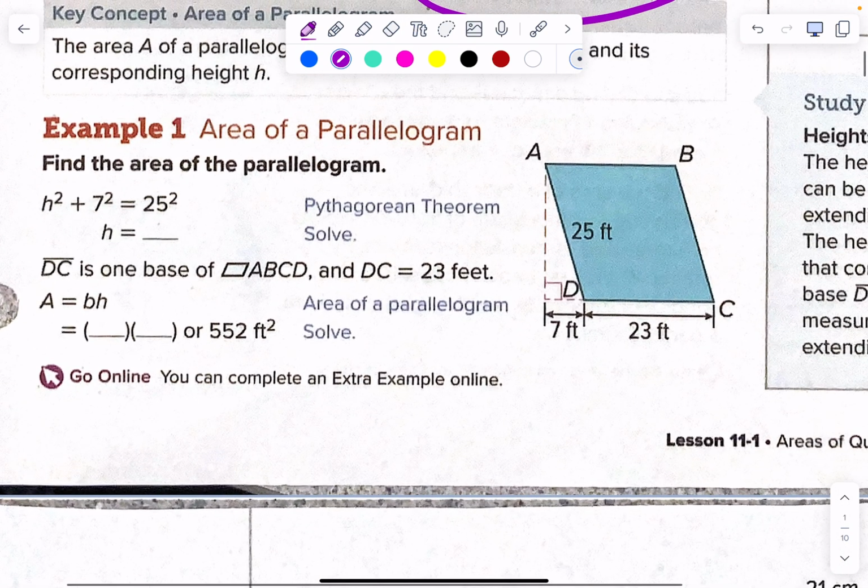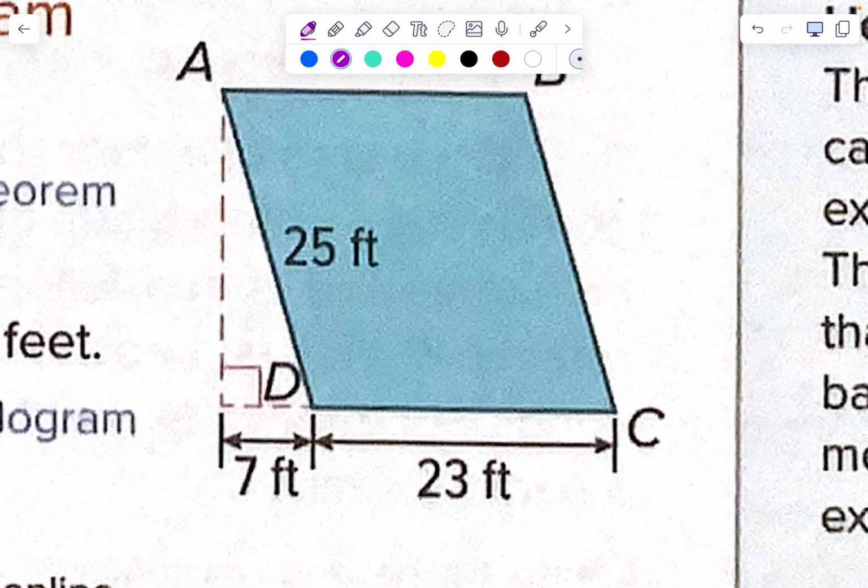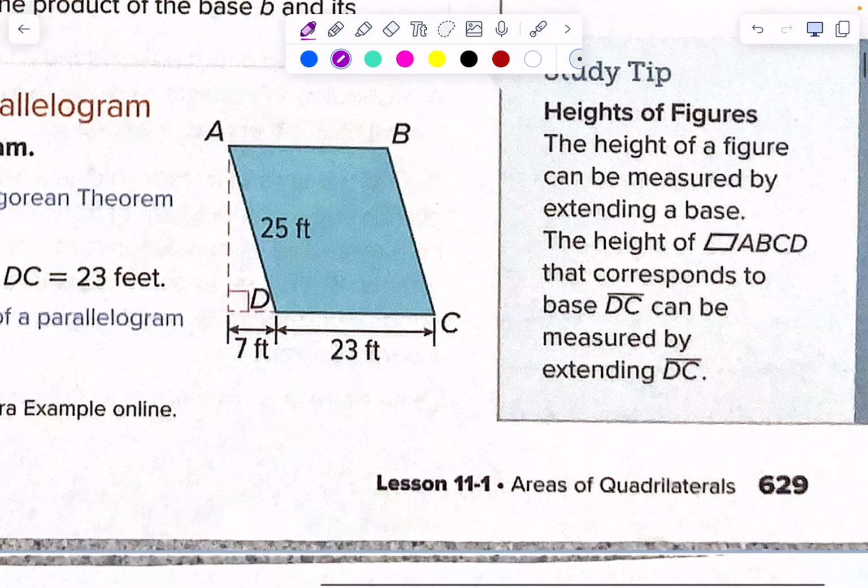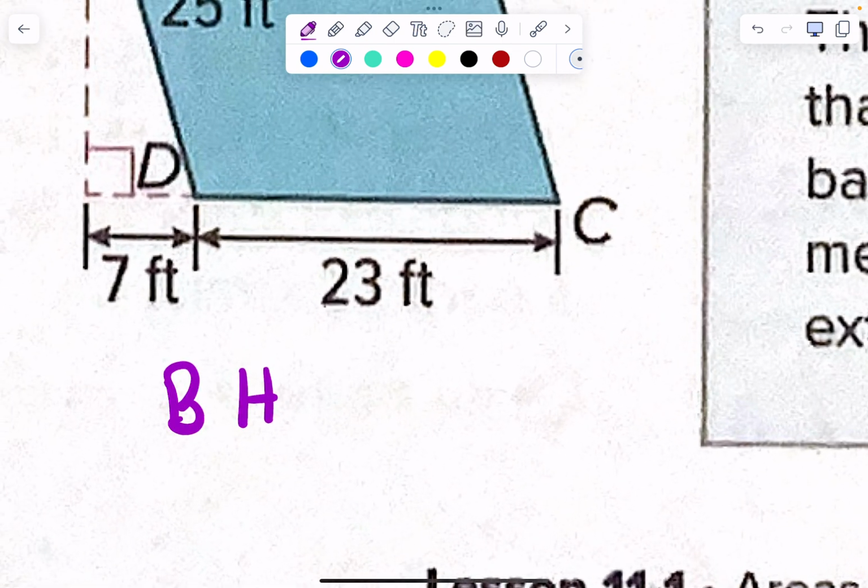Here we go. Find the area of the parallelogram. Area is base times height. What's the base? Is it 7? Is it 23? Is it 30? We don't have to do 30 take away the 7. It is just 23. The base is only the base of the figure, so only 23 units or 23 feet.